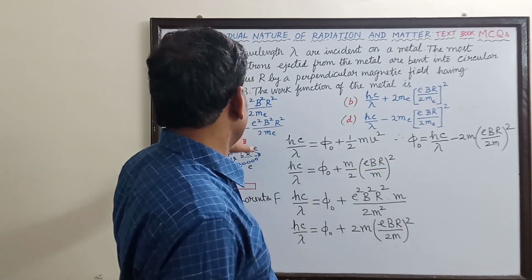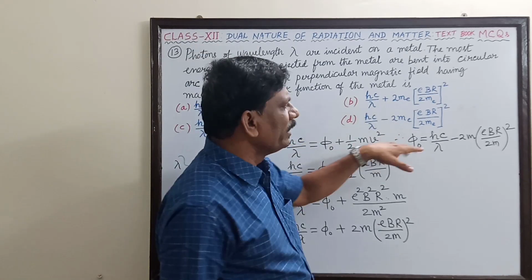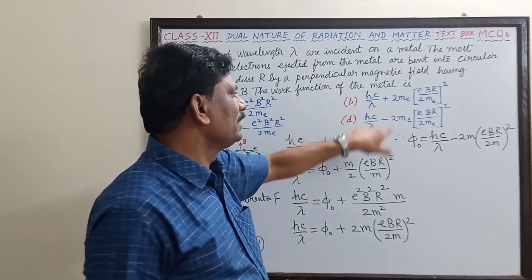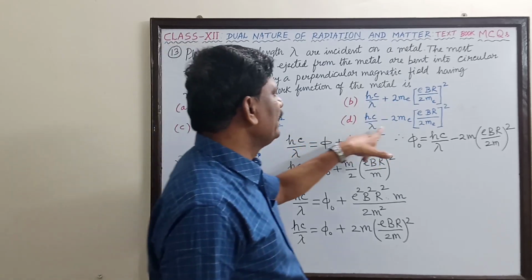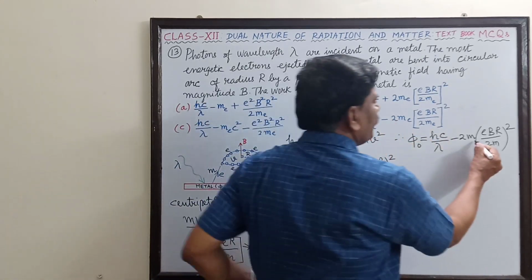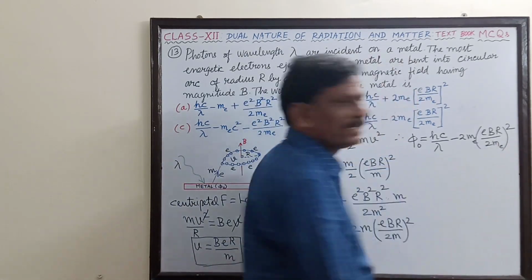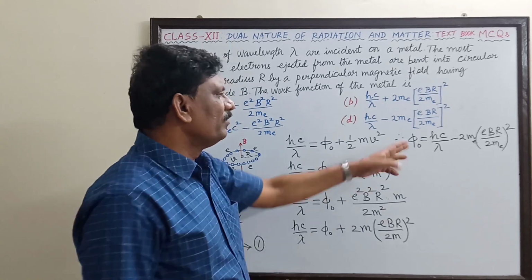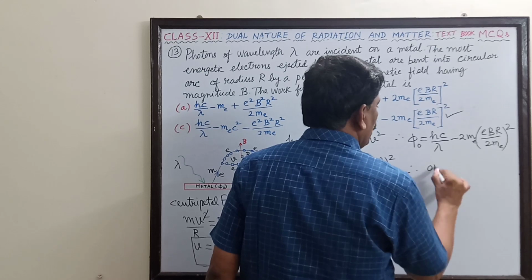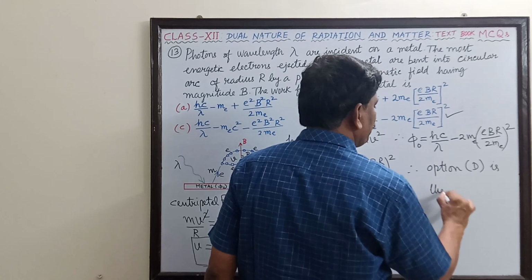So we will verify which option is the correct option. See here, B and C look alike, but here there is a plus sign, so this need not be the answer. So this must be the answer: hc by lambda minus 2m. In the final step I will write m e as the mass of the electron, and in the bracket also 2 m e. Understand that? So the correct answer is option D. Therefore option D is the correct answer.